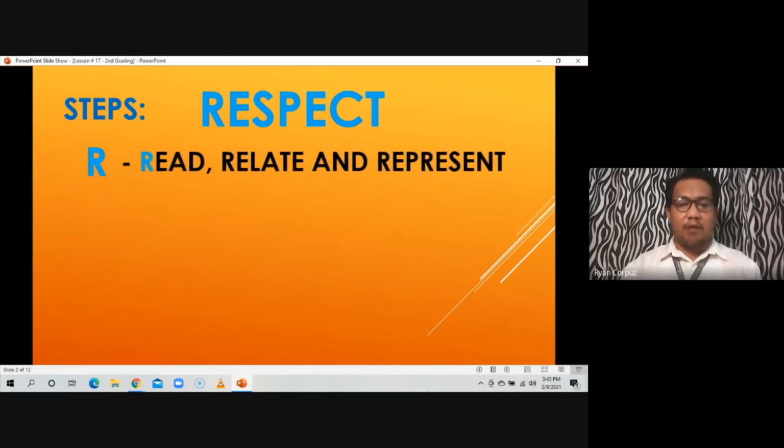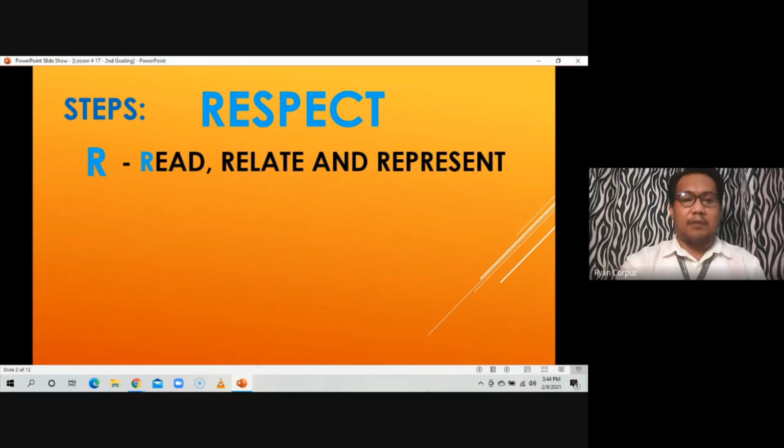Of course, since these are word problems in math, the first thing you are going to do is to read the problem. Since there are givens in the problem, those givens are to be related to what we are looking for in the problem. After that, we are going to represent. Usually there is an unknown in the problem, so we represent that unknown by means of a variable. And usually we start writing our solution from the representation. So that's R.